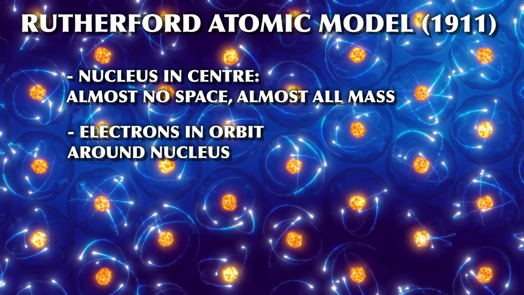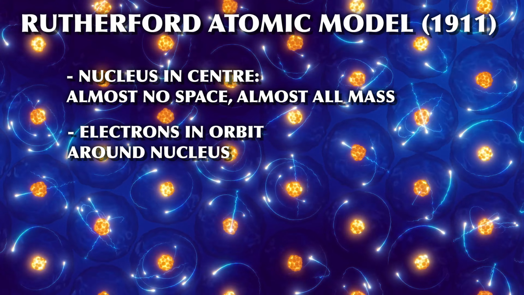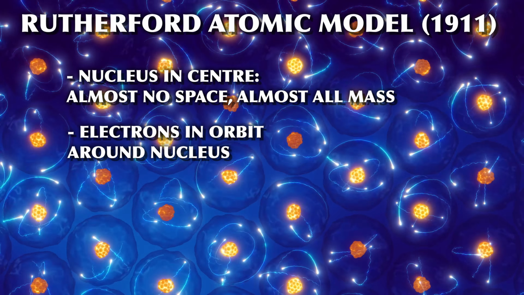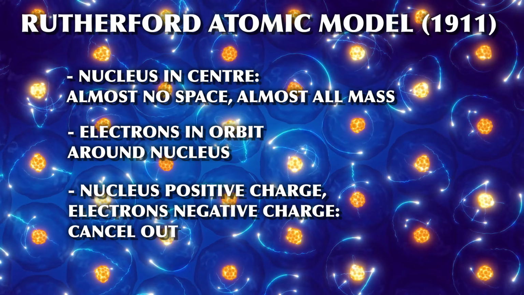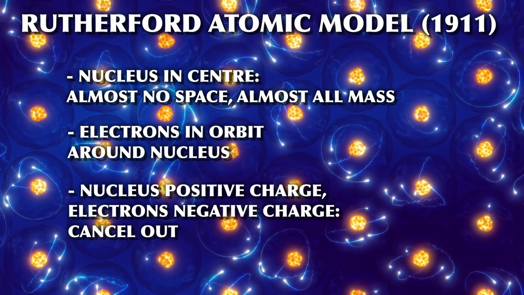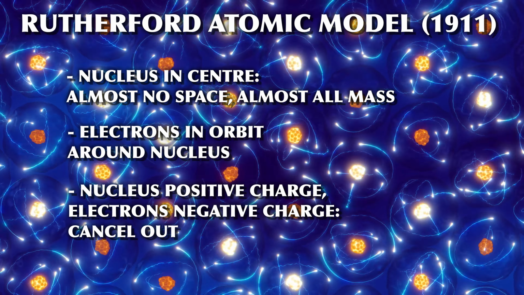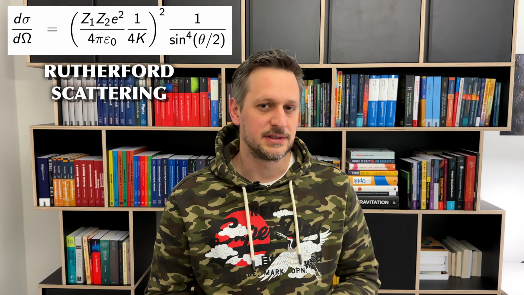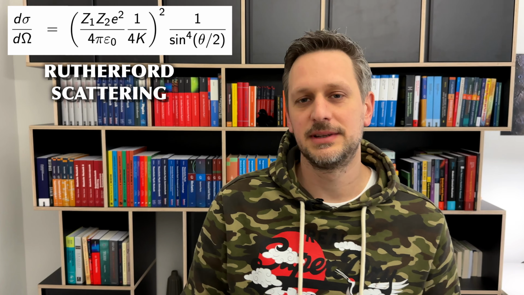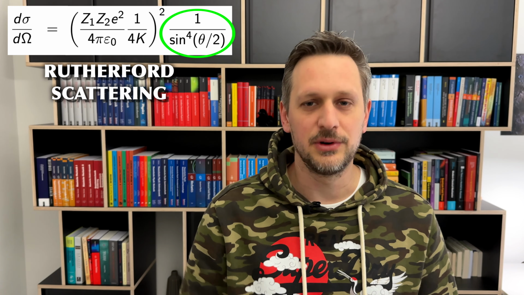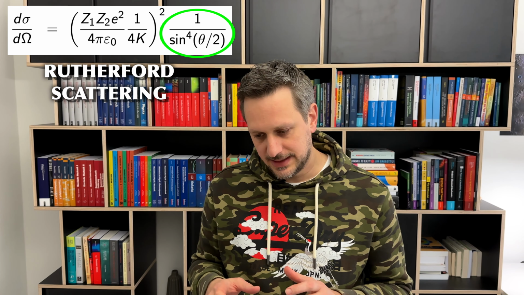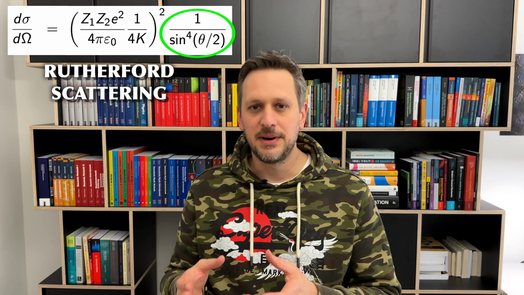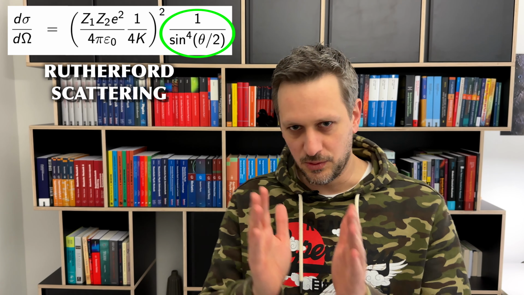The electrons orbit the nucleus like planets orbit the sun, but bound by the electrostatic force instead of gravity. The nucleus has positive charge, and its total charge is equal to the sum of the electron charges of the atom, so that it is neutral in total. He also deduced the Rutherford scattering formula with its characteristic 1 over sine to the 4 angle dependence. Basically, it predicts what fraction of particles would be scattered into which direction.